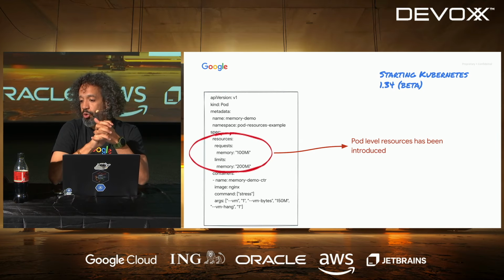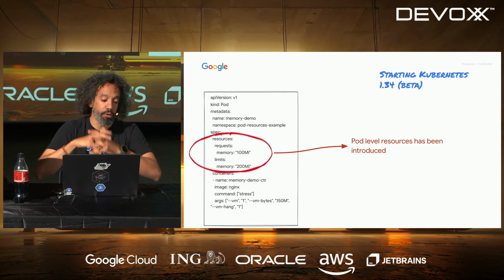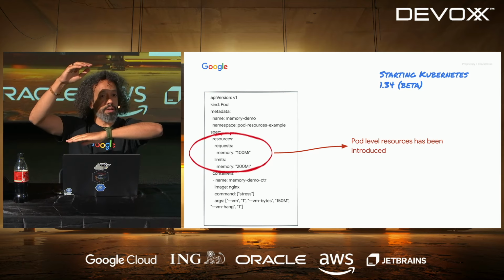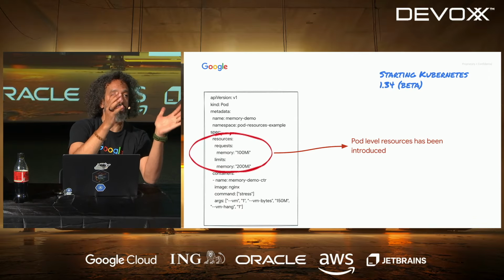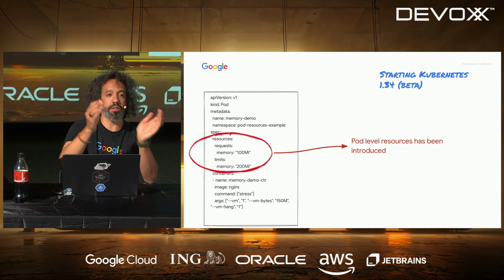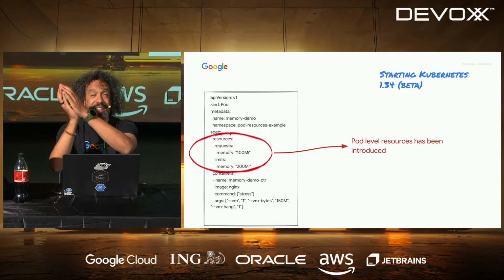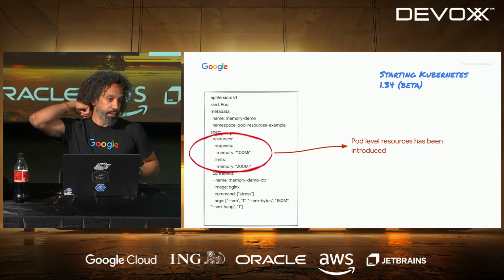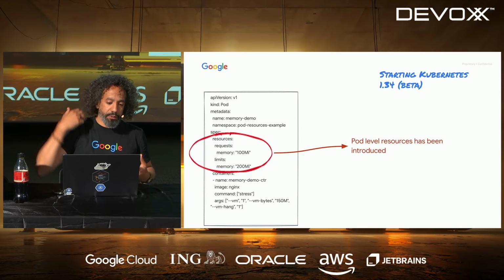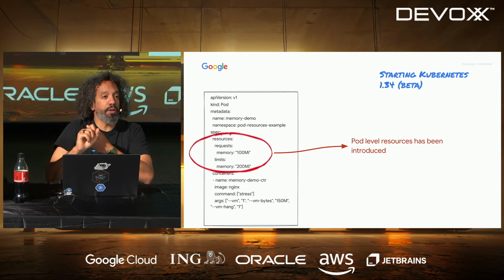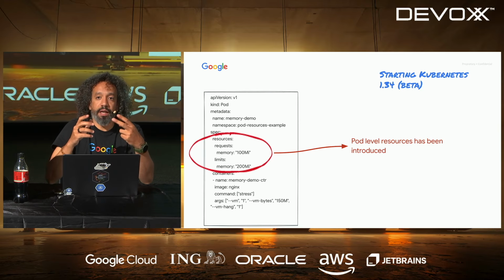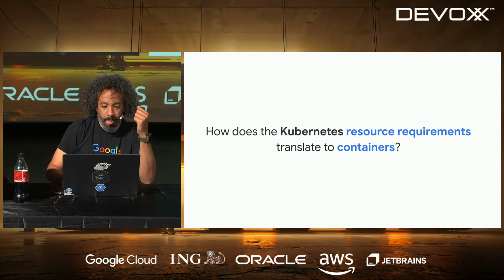You can also mix and match both. You can have pod-level resources and also container-level resources. Obviously, the total amount of resources requested by the containers in the pod cannot exceed the pod-level resource requests. But this is very useful if you want to have some visibility into what the pod is doing. You can just look at the resource requests at the pod level.